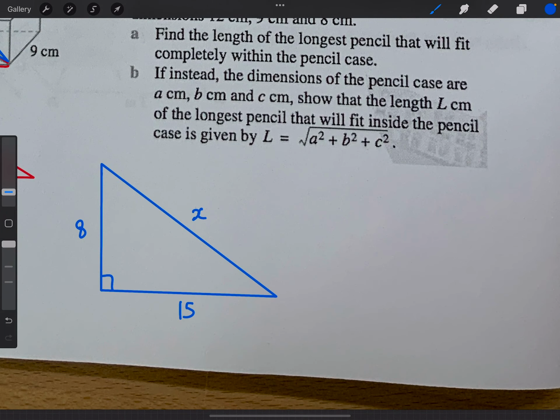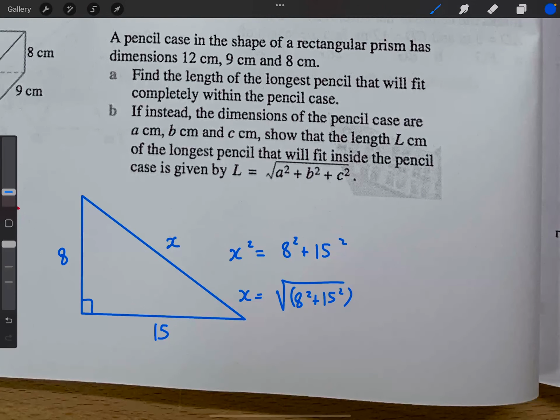The longest side is x, so x squared is equal to 8 squared plus 15 squared, and then x is equal to the square root of all of that. So work on that and then square it and then do square root and get x, the answer for x, and that will be the answer for A. And that's your answer for question A.